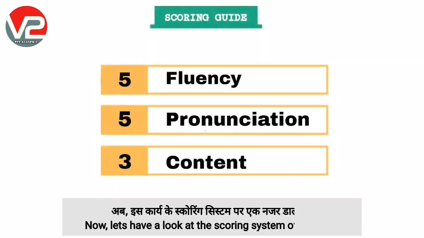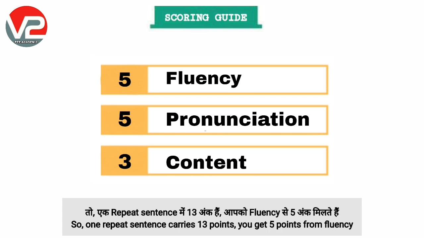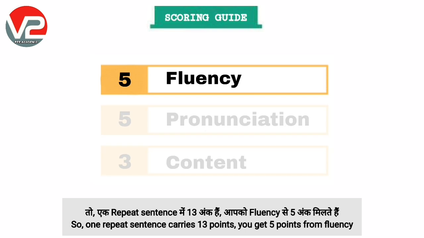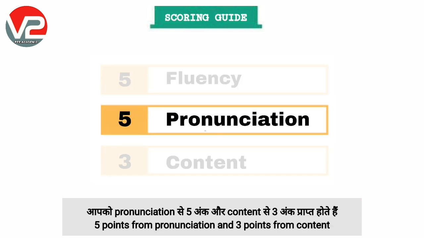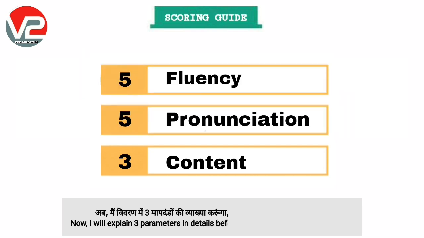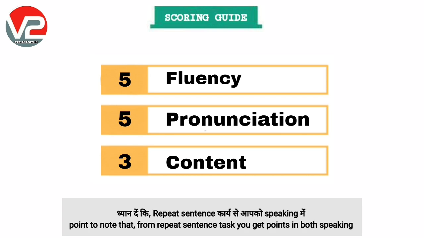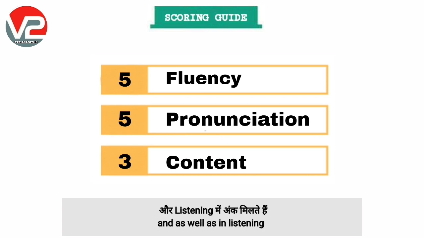Now let's have a look at the scoring system of this task. One repeat sentence carries 13 points. You will get 5 points from fluency, 5 points from pronunciation, and 3 points from content. Now I will explain the 3 parameters in detail. Before that, one very important point to note: from the repeat sentence task, you get points in both the speaking as well as the listening module.